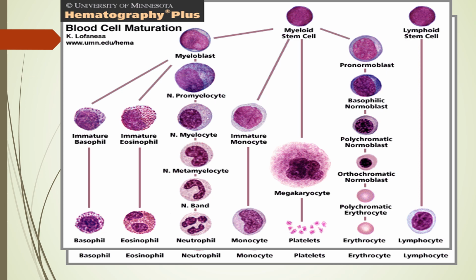Let us see the development of the red blood cells. The red blood cell, in order to mature to a mature RBC for the peripheral circulation, passes through different stages of development. The first stage is pronormoblast, then second basophilic normoblast, then polychromatic normoblast, then orthochromatic normoblast, and then ultimately a mature red blood cell.